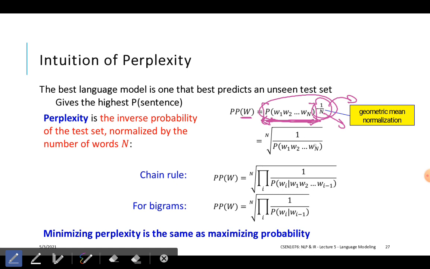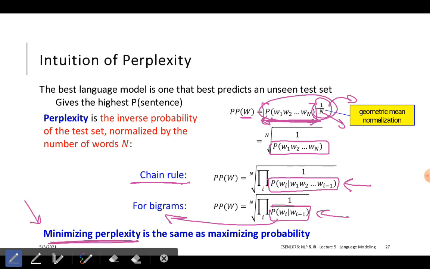So basically this is 1 divided by the probability of the entire sentence taken to the root of n, not the square root. And since we have already established that this probability is actually the multiplication of the conditional probabilities, if we follow the chain rule, and since we established that we can approximate using n-grams, and let's assume that we will use bigrams, this is essentially how we can measure perplexity using either the chain rule over n-grams or just using bigrams.